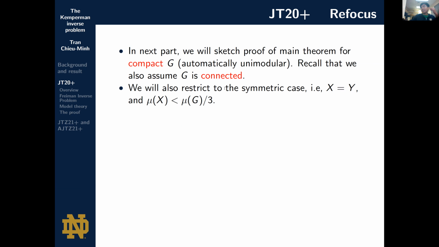Maybe I didn't explain the connected assumption earlier on, but if you have a group that is non-connected, you can just choose the connected component, and the Kemperman inequality will not be valid, right? So you need a connected assumption. And we will also restrict to the symmetric case where X equals Y, and we again assume the measure of X is smaller than the measure of G over 3.